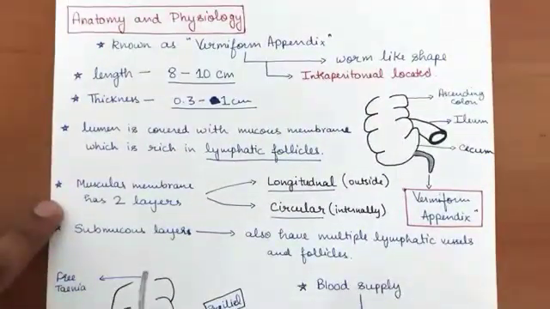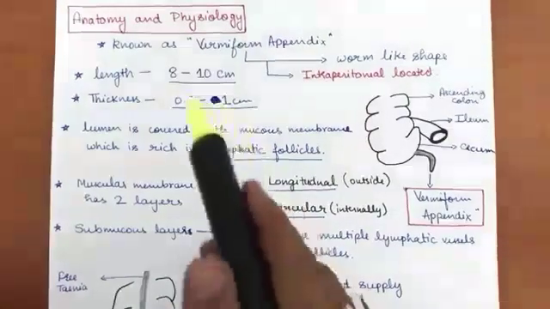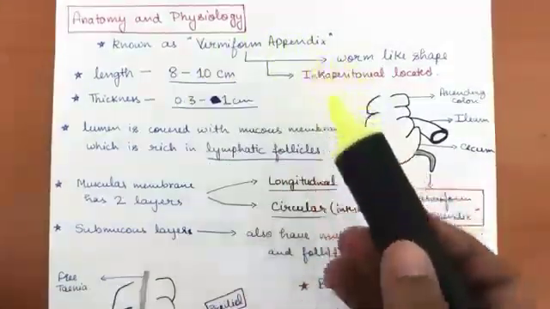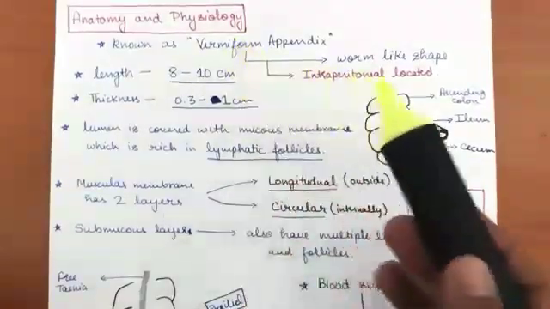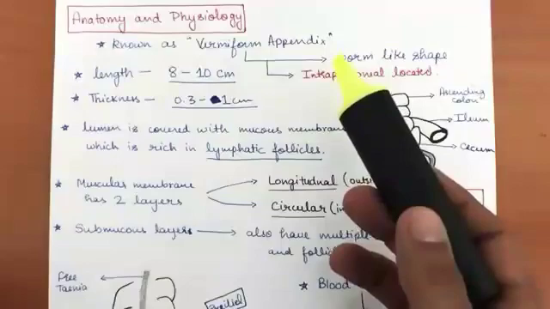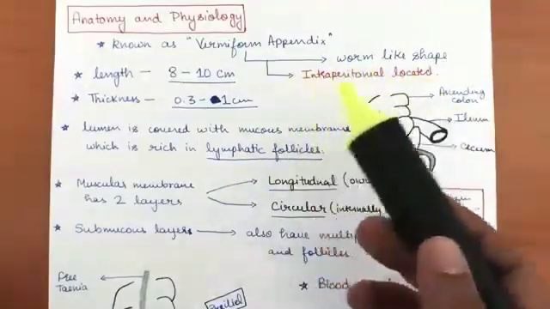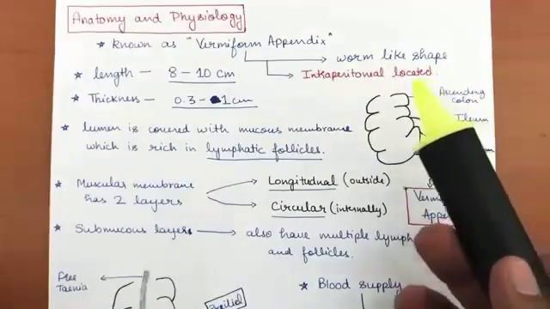As we already know, the appendix is also known as the vermiform appendix, because the name vermiform is given because of its shape. It is worm-like in shape, so the vermiform name is given to the appendix, and it is intraperitoneally located, so it is located within the peritoneal cavity.